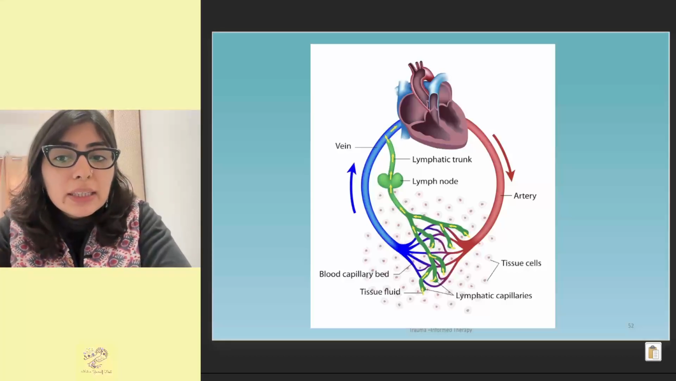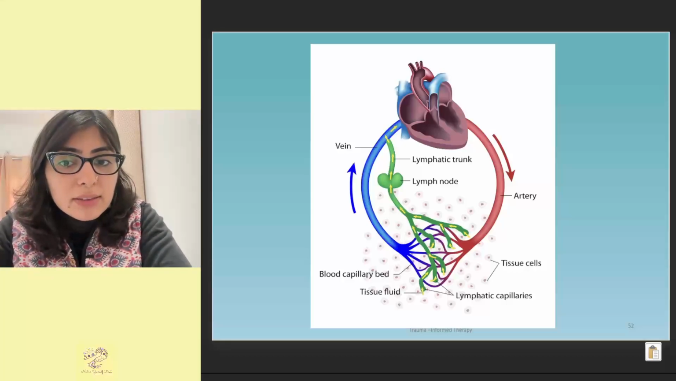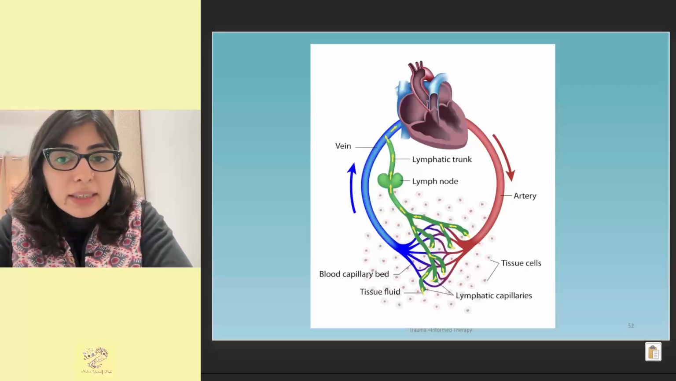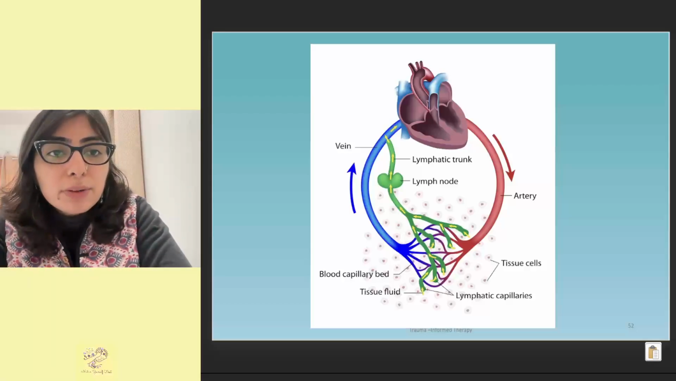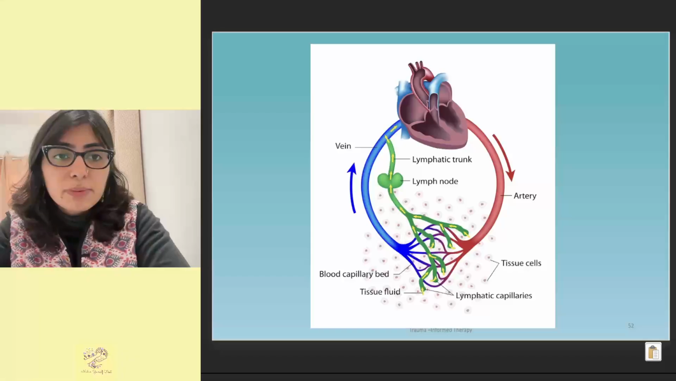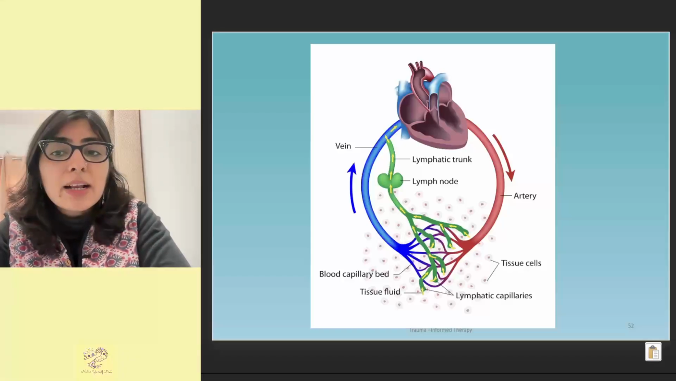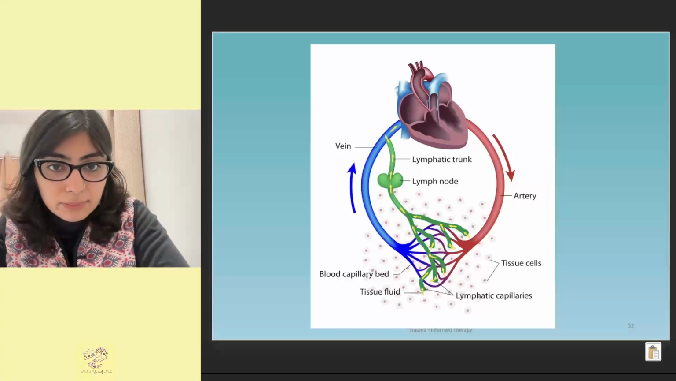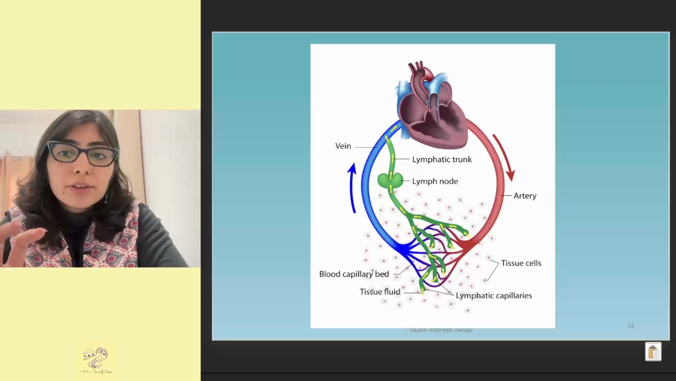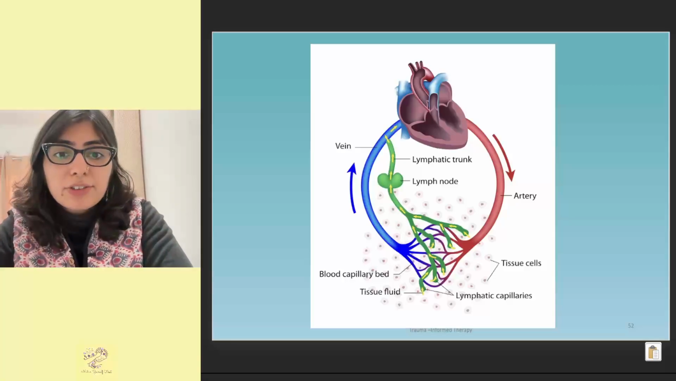Whatever major cleaning is not done by the veins, the lymphatic trunk and the lymphatic system come into action and remove the extra waste. So in a way, it is helping in deep cleaning, you can say. So this is the gist for today's lecture.